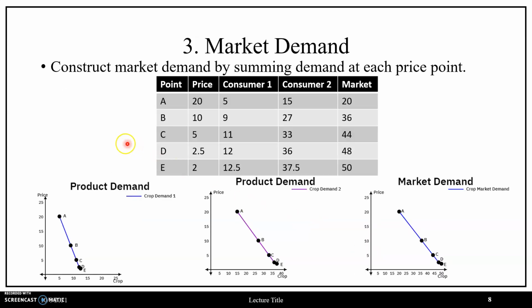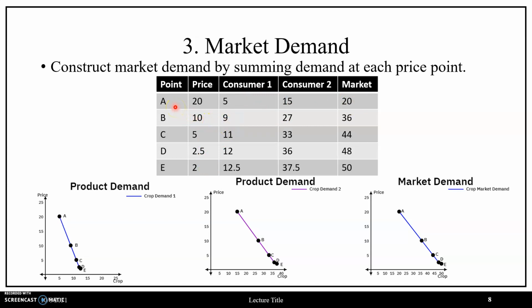Now, with this information in mind, in order to construct market demand, we need to sum demand for each of our consumers at each price point, where here we have our graphical representation below in terms of product demand for consumer 1, product demand for consumer 2. Summing those two together, we have market demand for the overall crop market. And in order to construct this, let us look at our table representation, where we have our points for our demand curve. We're given the corresponding price point, quantity demanded for each of our two consumers, and then our sum.